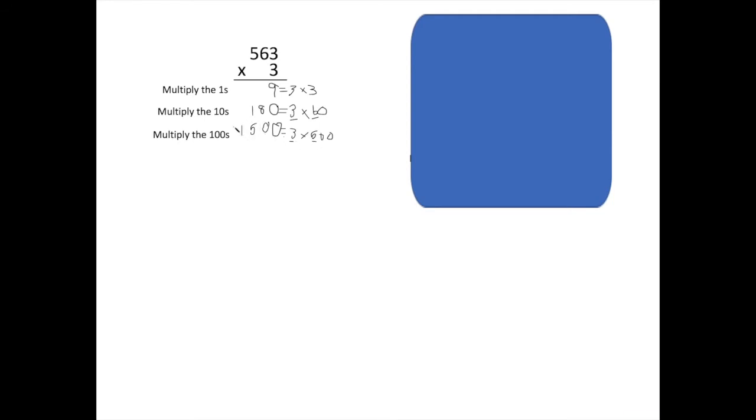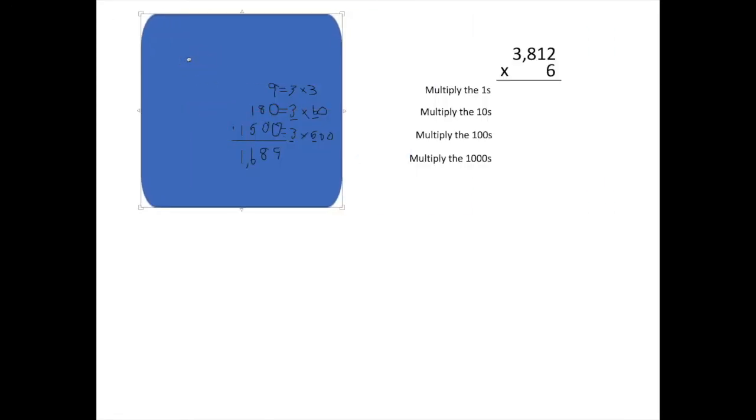Now the very last step of partial products is we have to add all of our partial products to come up with our product. So 9 plus 0 plus 0 is 9, 8 plus 0 is 8, 5 plus 1 equals 6, and 1 plus nothing equals 1. So the answer to 563 times 3 equals 1,698. So now we're going to look at one more example.